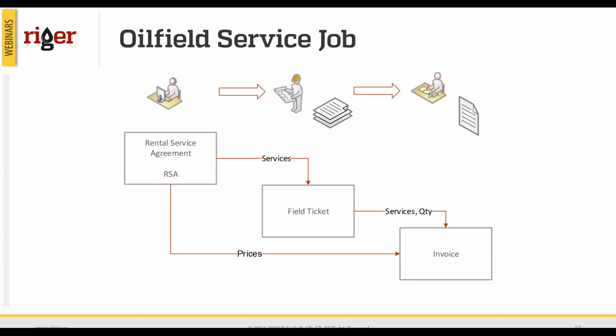So for the oilfield service invoice, the chain of these documents is pretty simple. You see that we have just a rental service agreement. Then we have field tickets or service tickets where we track our services by quantities. The prices flow from the rental service agreement to the invoice directly, and the invoice captures prices from the RSA, as I said, and service quantities from the service tickets. So this is very simple, straightforward, and we can easily generate an invoice for the services.